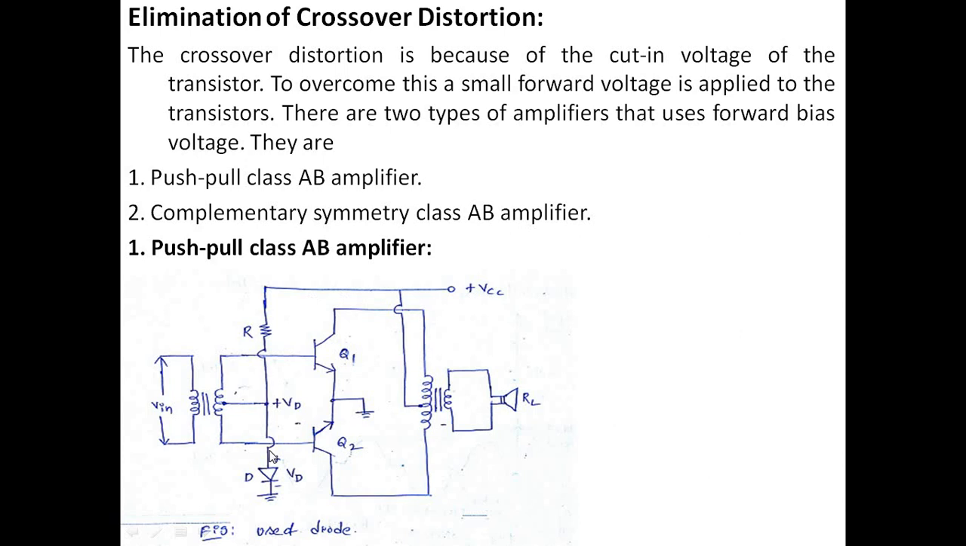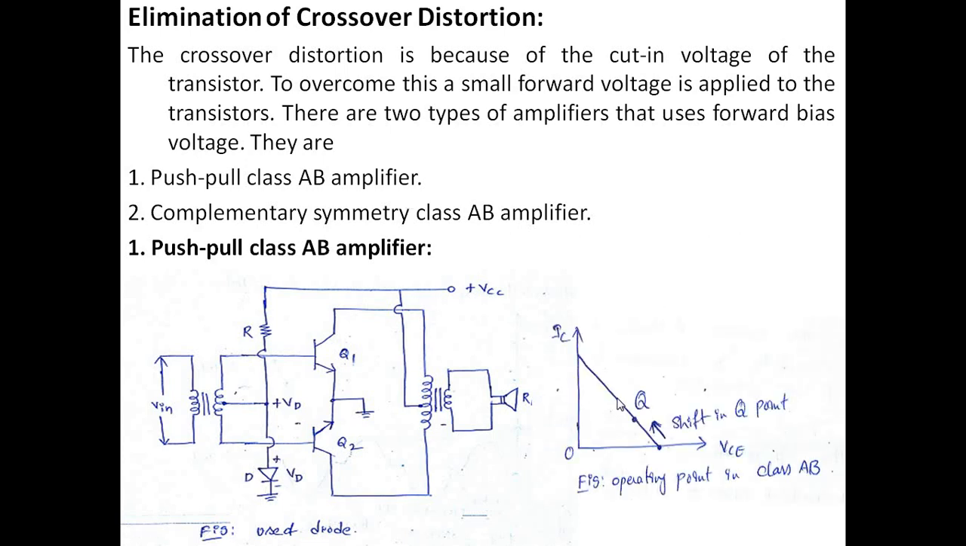Whenever you apply the supply, this diode will be under forward biased condition. It will act like a DC source. This is exactly what is meant by the push-pull class AB amplifier. Because of adding this additional 0.7 V, see this. In class A, we choose the operating point exactly in the middle. In class B, you choose the operating point on the x-axis. By applying an external voltage, or providing a biasing voltage across the transistor, now the operating point is shifted towards this.